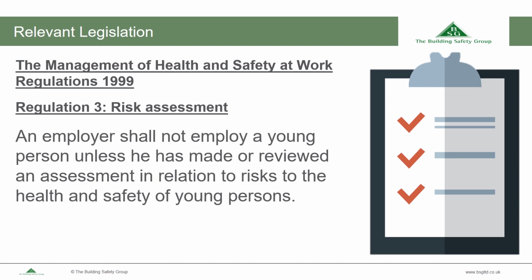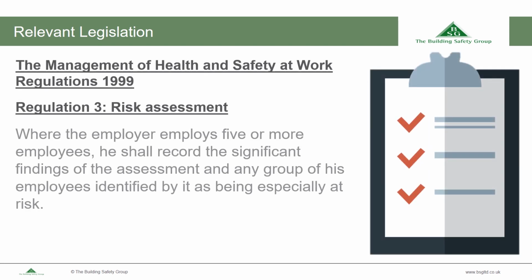an assessment in relation to the risks to the health and safety of the young persons. And in making or reviewing the assessment, the employer shall take particular account of the inexperience, lack of awareness of risks and immaturity of young persons, the range and use of work equipment and the way in which it is handled, the organisation of processes and activities, the extent of the health and safety training provided or to be provided to the young person. And where the employer employs 5 or more employees, he shall record the significant findings of the assessment and any group of his employees identified by it as being especially at risk.